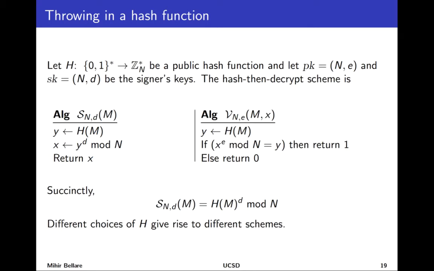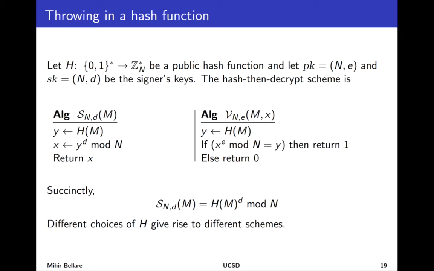So let H be a hash function and assume its range is Zn star. Remember, the n here is part of the signer's public key, and the domain of the hash function is any strings. So let the secret key be n comma d. So that means the keys are just like the plain RSA scheme. And we call this the hash then decrypt scheme.